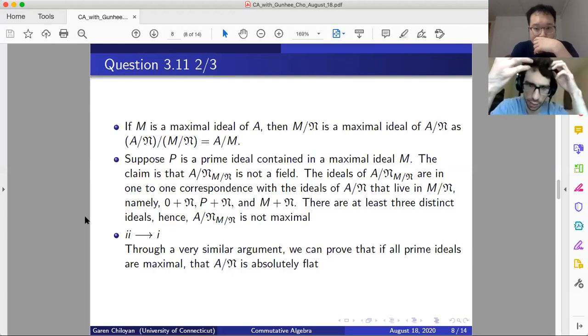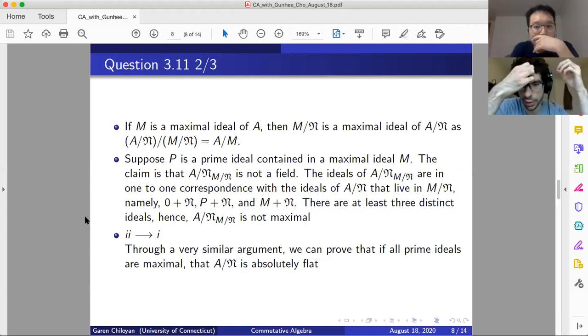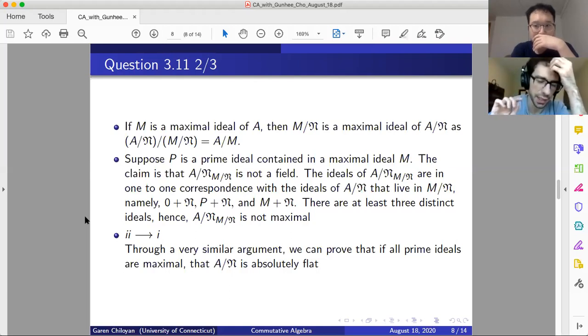So in my case, I know that at least the ideal 0 plus n, the ideal P plus n, and the ideal M plus n are all in A mod n. They're not prime ideals, I'm sorry, just basic ideals. But like I said in the first page for this question, all these ideals will remain distinct. So there are at least 3 different ideals in A mod n localized at M mod n. That's too many ideals to be a field.